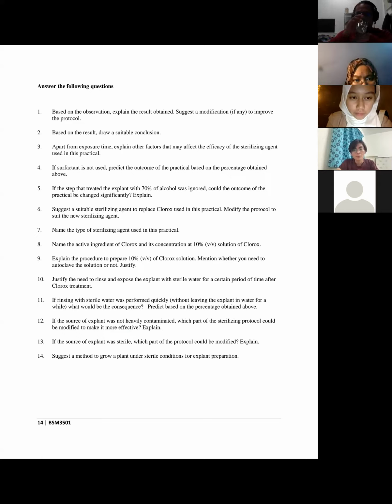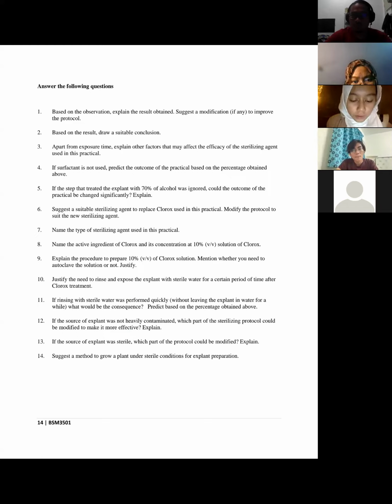My conclusion is the efficiency of the sterilization is affected by the amount of exposure time of explant with the sterilizing agent. However, an excessive amount of exposure time of explant with 10% Clorox solution may result in dead explant, as they cannot handle the amount of chemical solution.